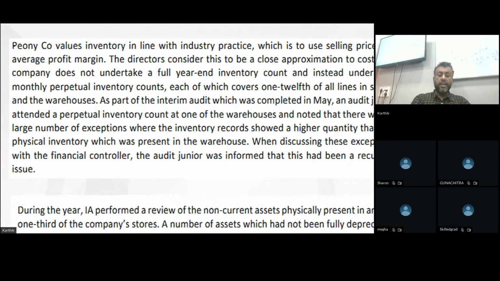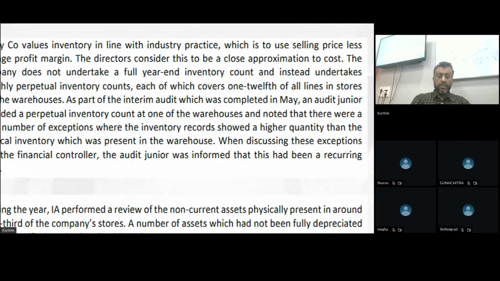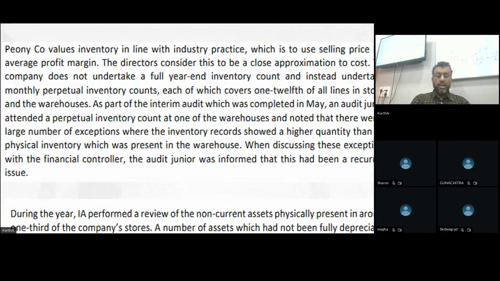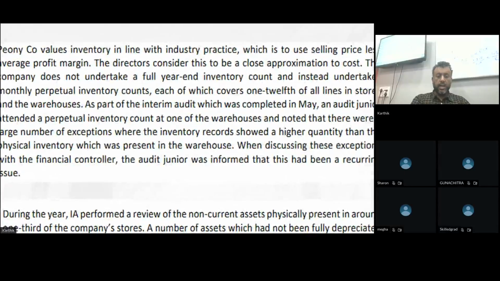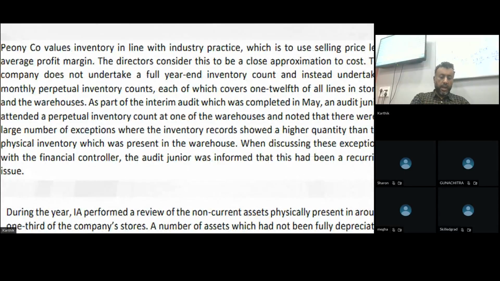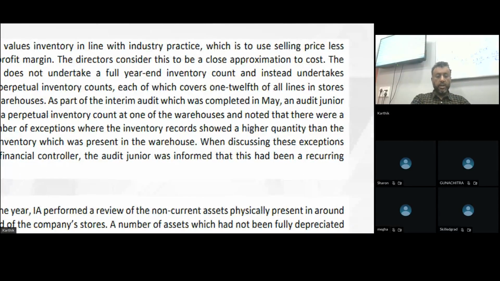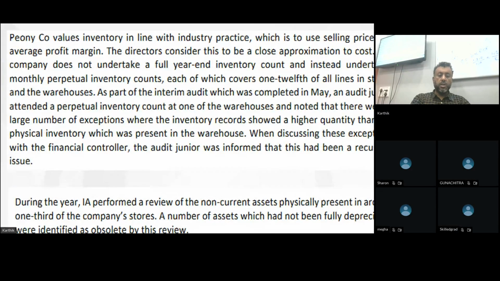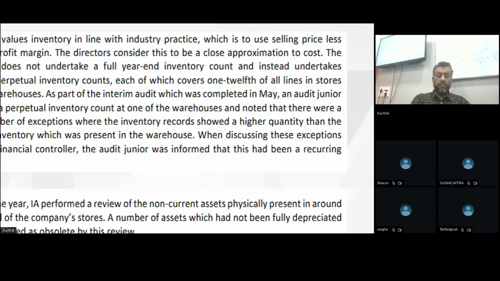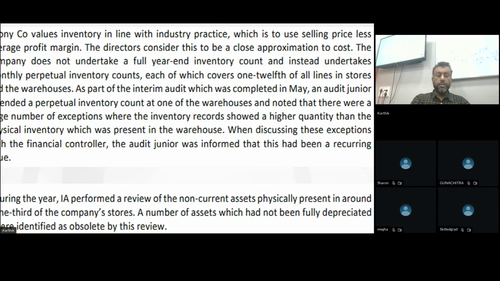As a part of the interim audit, which was completed in May, an audit junior attended a perpetual inventory count of one of the warehouses and noticed that there was a large number of exceptions where the inventory record showed a higher quantity than the physical inventory present in the warehouse. When discussing these exceptions with the financial controller, the audit junior was informed that there has been a recurring issue.